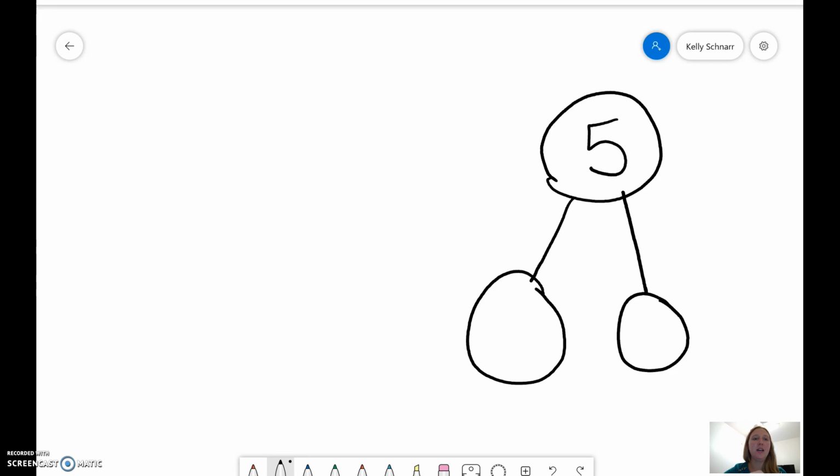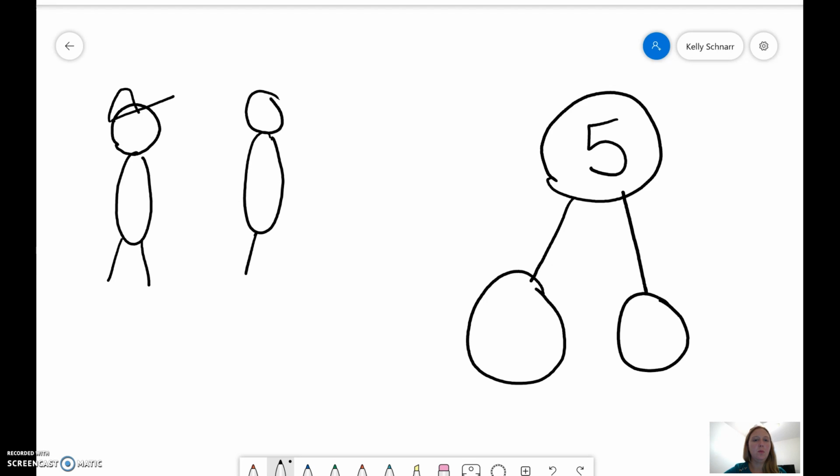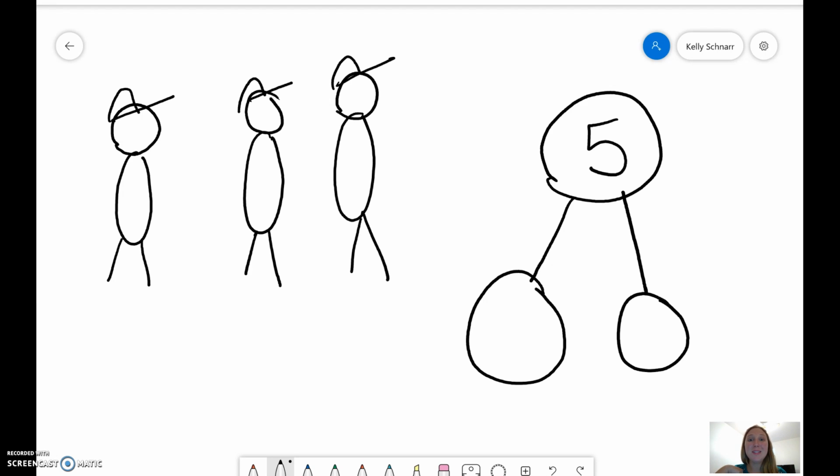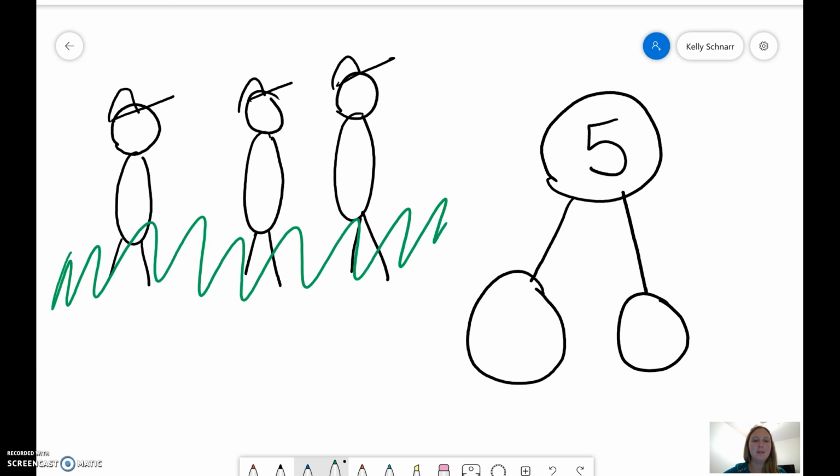All right, I have an idea. There were 5 people. 1, 2, 3. And I want to separate them by where they are. So there were 5 people. Let's see. Some are over in the grass. And some are on the sidewalk.